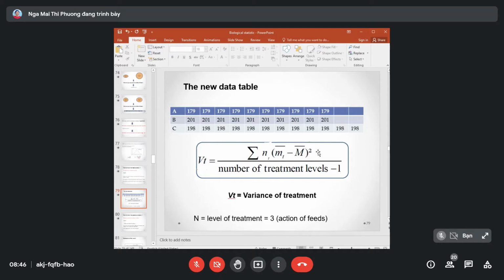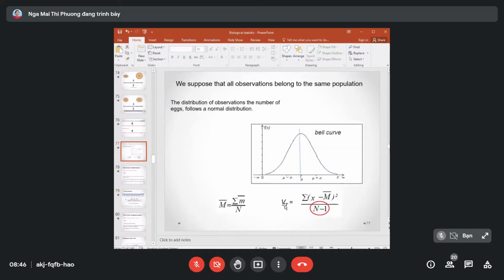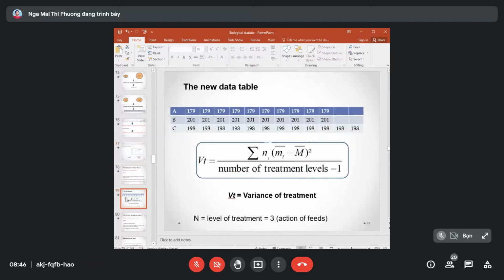And divide by the number of treatment levels minus 1. So in this example, how many treatment levels do you have? How many? 3. Yeah, you have 3. And then you minus 1, so you have 2 here. So the VT here we call the variance of treatment. Before, you had the variance total, the big VT here is the variance total. And now you have the variance of treatment.